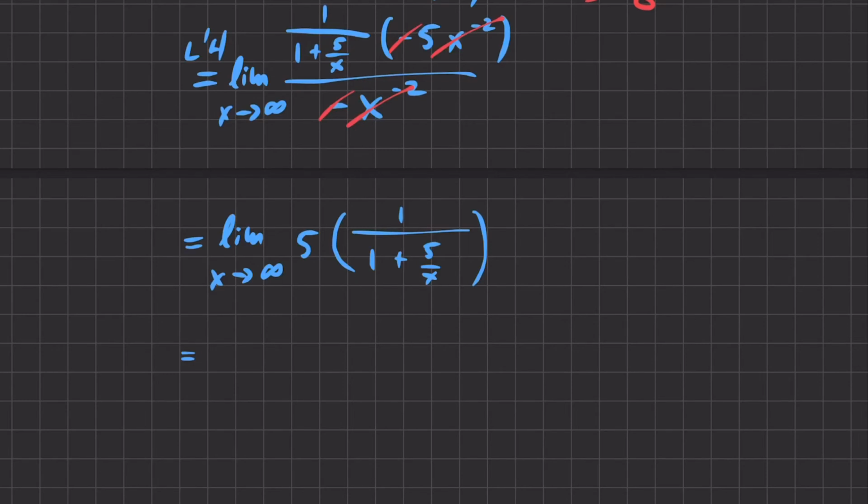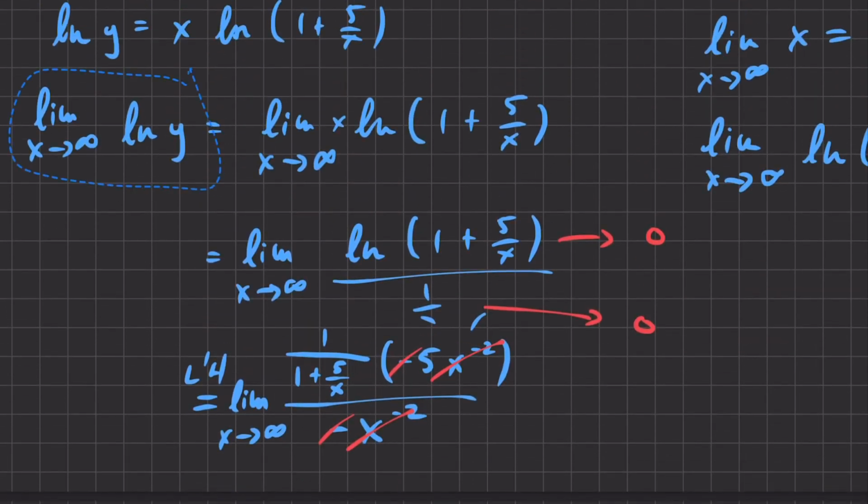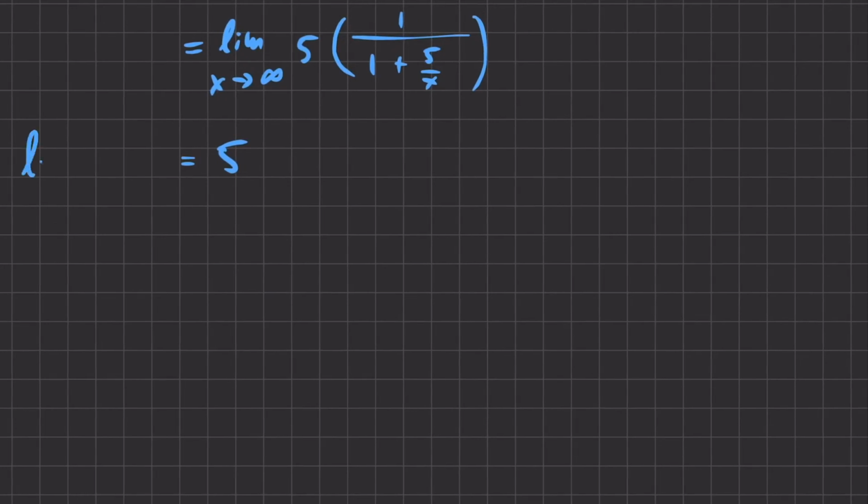This portion over here gets really big, so this gets really small. So I've got 1 plus 0 as a denominator here, so I've got 1 over 1 times 5, so I just get 5. Now what was equal to 5 again? Oh yeah, this thing. That's what 5 was. So let's rewrite that. I've got the limit as x approaches infinity of the ln of y is equal to 5. And, well, I'm just going to say this. I've got that e to the limit as x approaches infinity of ln of y is equal to 5.